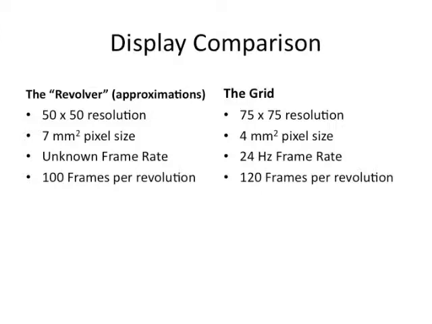Our original plan was to produce an image with 75 by 75 resolution, 4mm squared pixel size, 24 Hz frame rate, and 120 frames per revolution. We estimated their display to have 50 by 50 resolution, 7mm squared pixel size, and an unknown frame rate and 100 frames per revolution. We did not complete our original goals, but we made significant strides in all three main areas: software, mechanical, and electrical.